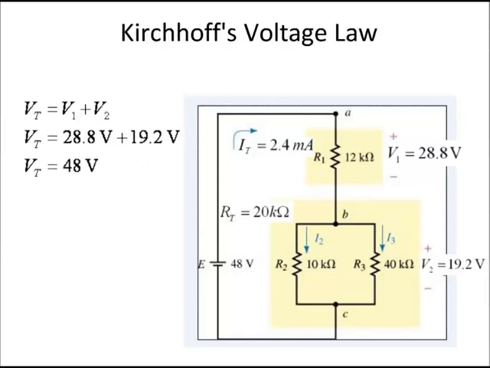Now we'll just do a quick check and employ Kirchhoff's voltage law, which states that the sum of the voltage drops is equal to the applied voltage. And here we show that V1 plus V2 is equal to the applied voltage of 48 volts. So we're okay to go on now.